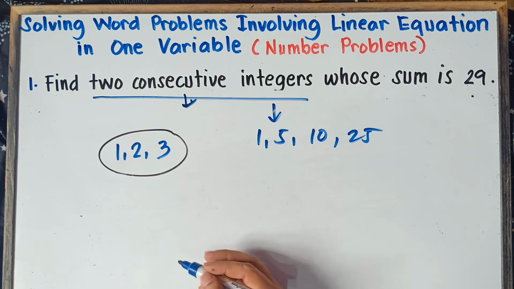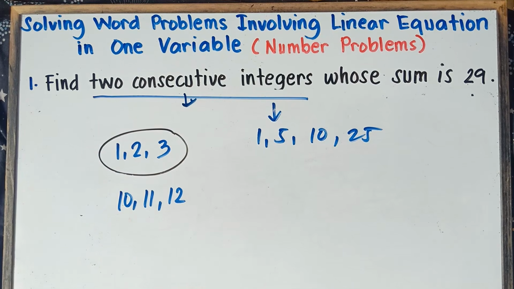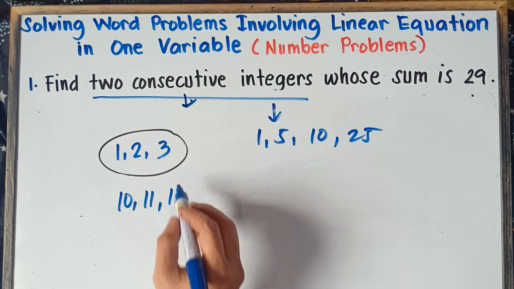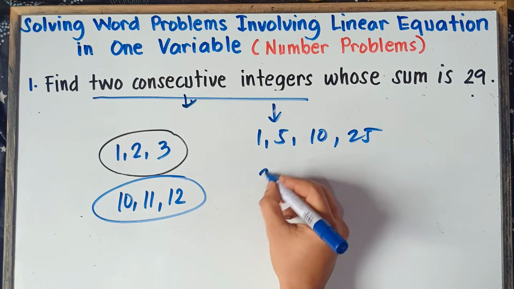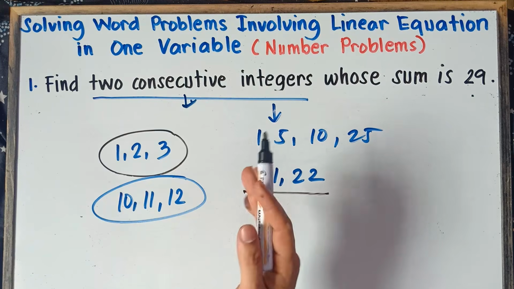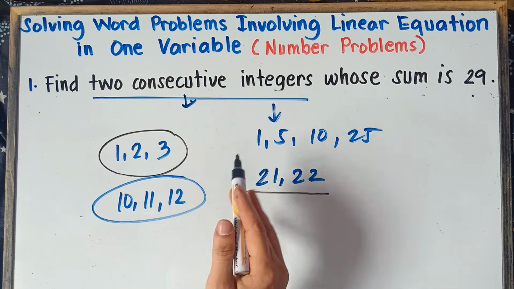Another example, if I say 10, 11, and then 12, can we call that consecutive integers? Yes, because the numbers are one after another. Another example, 21 and then 22, can we call this consecutive integers? Yes. Once again, class, I hope it's clear with regards to consecutive integers. The numbers are one after another.